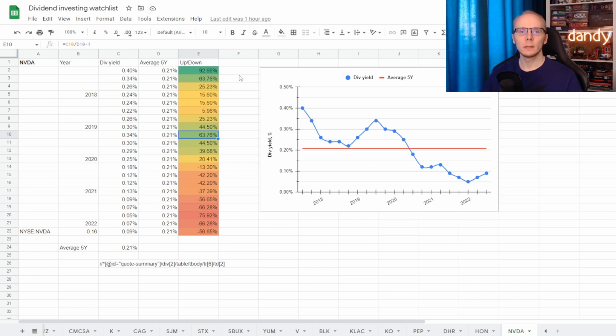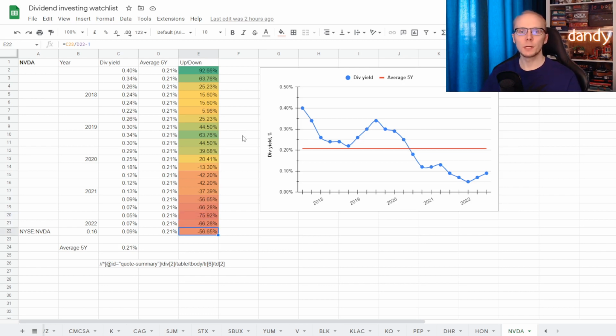In 2019 the stock has been selling off a bit, so the yield went higher up to 0.34%, which was 63.76% over average, but that marked the start of an even worse reduction in yield. 2020 started with 0.25%, 20.41% over average. Then there was a brief moment in 2021, where the dividend yield was at 0.13%, so increased by just a bit, down 37.39% under average. But with the price surging by the second half of 2021, the dividend yield went down to the lows of 0.05%, which was 75.92% under the 5-year average.